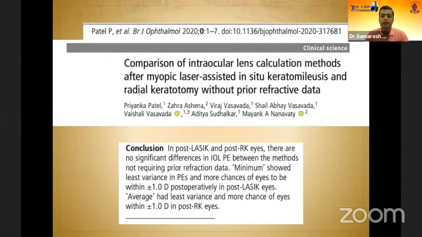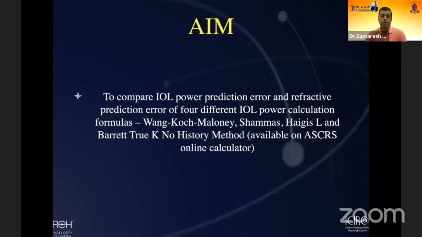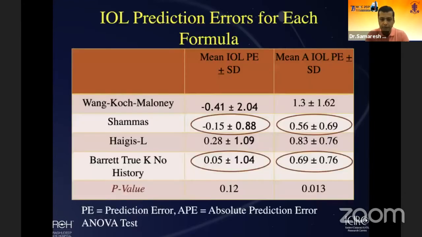When we compared in our clinical setting, in our hospital, and I think the group published it in 2020, we compared the IOL calculation methods, these formulas, after LASIK and RK in patients where we had no prior refractive data. The patients walked into our clinic and were operated many years ago elsewhere. So the aim of this study was to compare IOL prediction error and refractive prediction error when we use the four most commonly used formulas, which are available on the ASCRS calculator for free. And this is what we found.